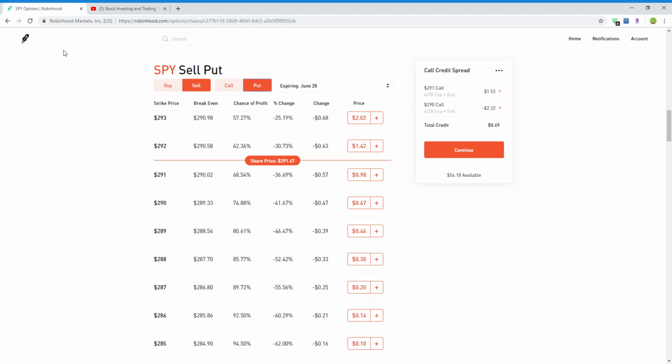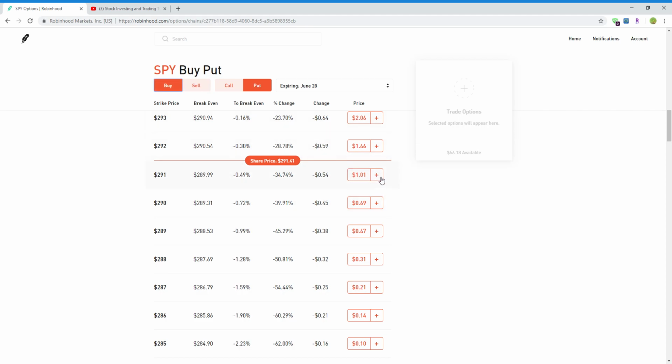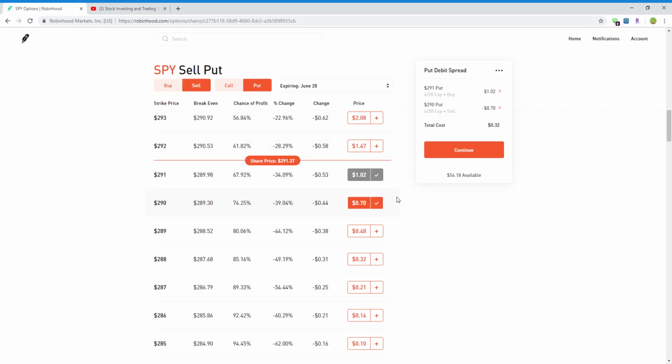The reverse of that would be a debit spread, and I can show you guys that. We'll do a debit spread this time with puts. We'll close out this position here, brand new position. So using puts on a debit spread, you're going to be buying the $1.01 put and selling the 70-cent put for a total cost of 32 cents. And it's moving right now. This would be $32 to open, or 33.